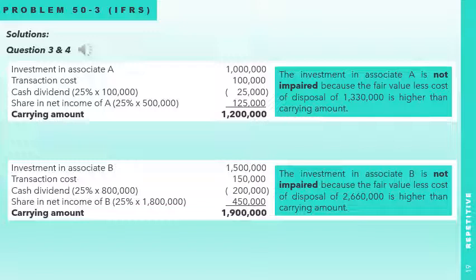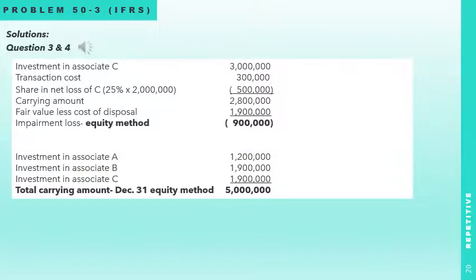Dito naman tayo sa investment in associate B. Para makuha po ang carrying amount niya, ganun din po sa pagkuha sa investment in associate A. So, yung investment in associate B ay merong 1,500,000. I-add natin yung 150,000 na transaction cost, then minus sa cash dividends na 200,000. Makikita naman po natin sa screen kung saan nakuha yung cash dividends. Then, i-add sa share in net income of B na 450,000. At makukuha na natin yung carrying amount na 1,900,000. So, the investment in associate B is not impaired because the fair value less cost of disposal of 2,660,000 is higher than carrying amount.